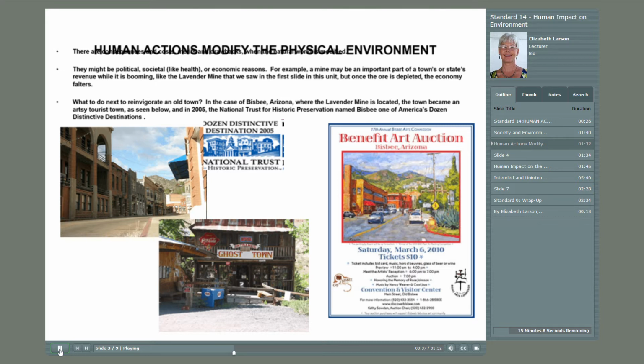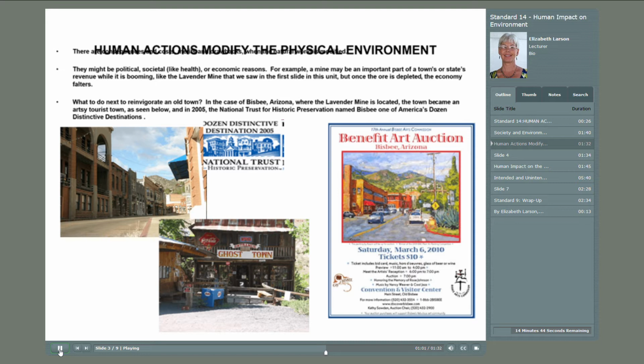What to do next to reinvigorate an old town? In the case of Bisbee, Arizona, where the lavender mine is located, the town became an artsy tourist town, as seen below. And in 2005, the National Trust for Historic Preservation named Bisbee one of America's dozen distinctive destinations.